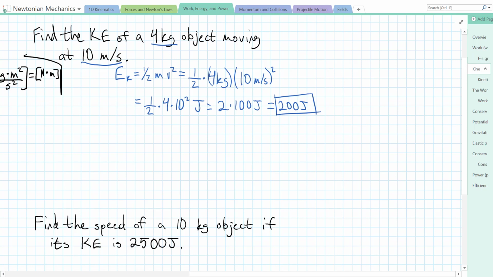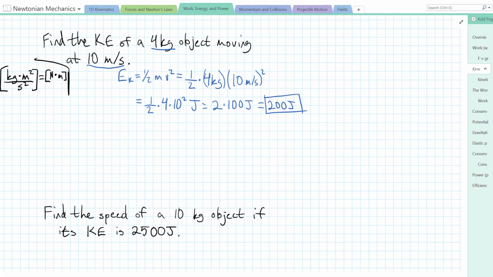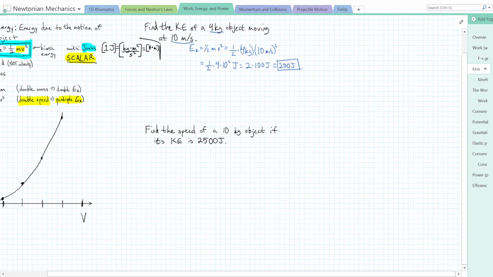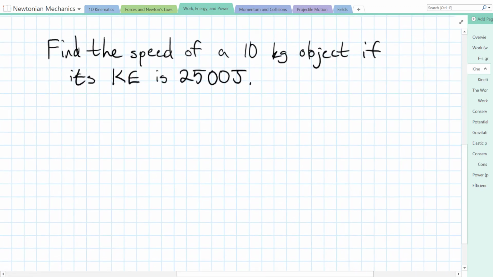Oftentimes we will know the energy of an object and we'll want to find the speed, so let's do a quick example of that. Down here we have: find the speed of a 10 kilogram object if its kinetic energy is 2,500 joules. Again, kinetic energy is equal to 1/2 mass times speed squared, but this time we're given the kinetic energy and we're given the mass. So our unknown is speed, we have to solve for speed.